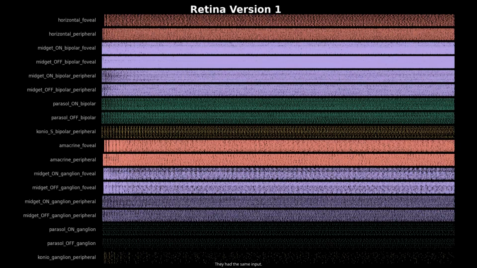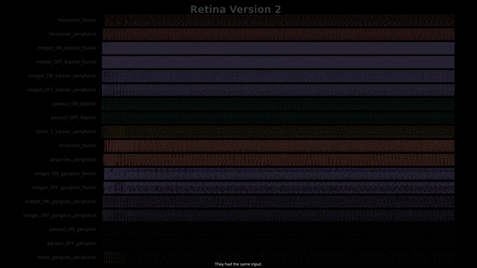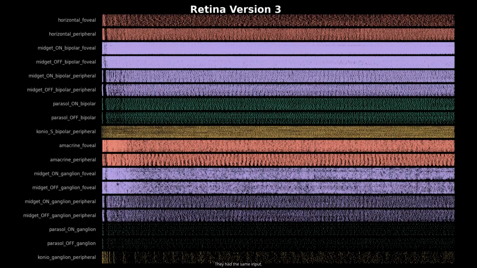I went through many iterations and a lot of calibration work and eventually settled on a configuration where most populations fire within the rate ranges reported in the literature. What you are seeing now are spike rasters from 3 of those versions.